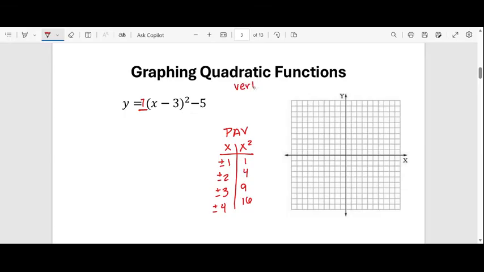Your vertex for this problem is the opposite of -3, which is +3, and then you leave the -5 alone. So 3, -5. So we're going to go 1, 2, 3 squares to the right and down 1, 2, 3, 4, 5 squares to get our vertex. That point right there is 3, -5. From that point, I'm going left and right 1 square, up 1 square. Same exact pattern. Left and right 2 squares, up 4 squares. Left and right 3 squares, up 9 squares.